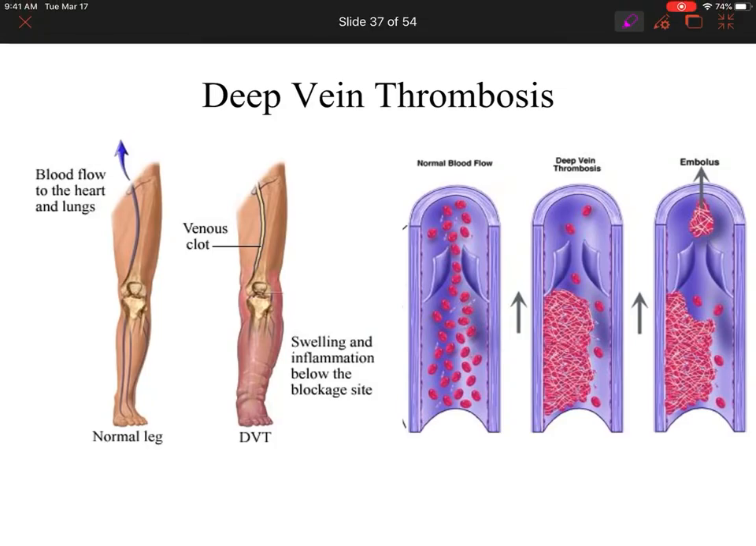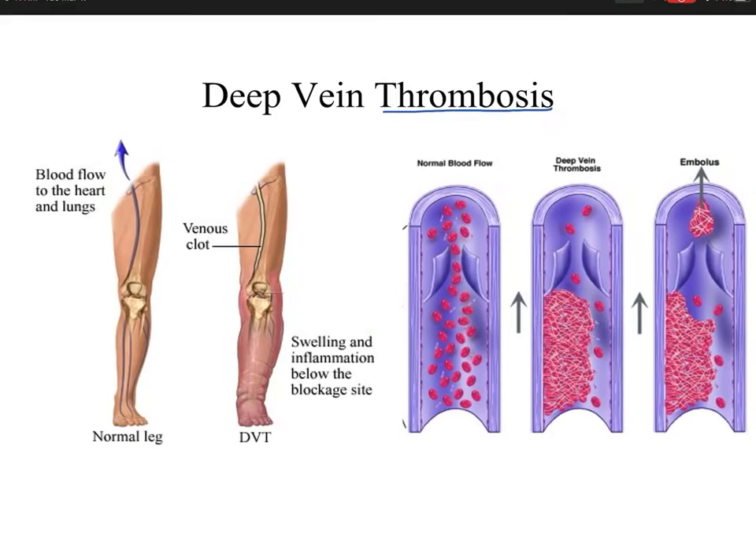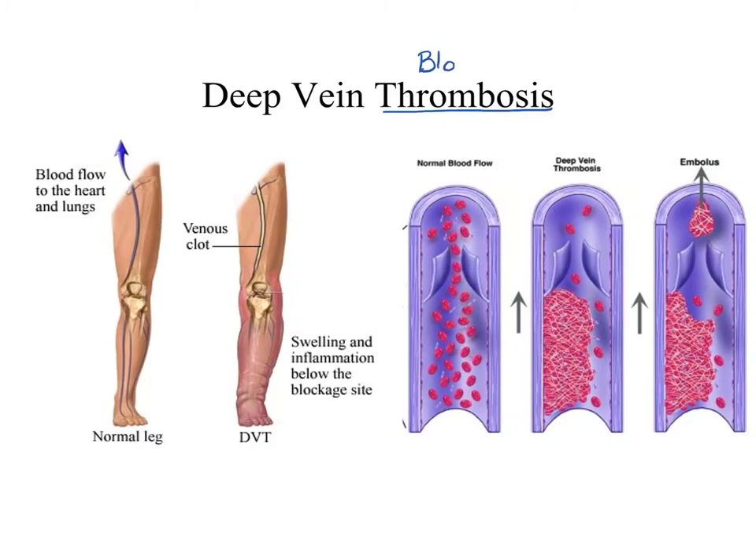So, deep vein thrombosis. Thrombosis is a blood clot. So anytime you see the word thrombosis, that means blood clot. A deep vein thrombosis is a blood clot that happens in a deep vein. Okay? Now what will happen is that blood won't be able to get past the clot and it will pool below it. So in this example, blood will get pooled below this spot of the leg.